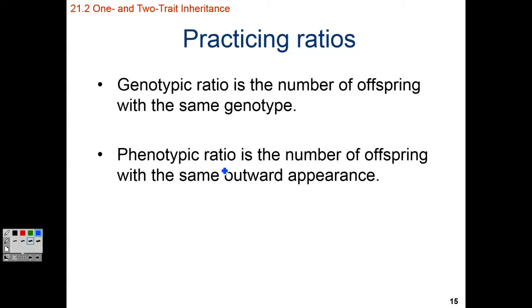Any questions on how to do a one-trait cross? How about reporting genotypic or phenotypic ratios? All right, let's move on.